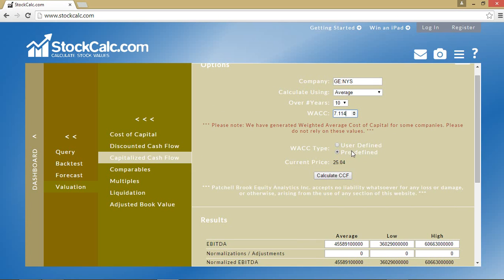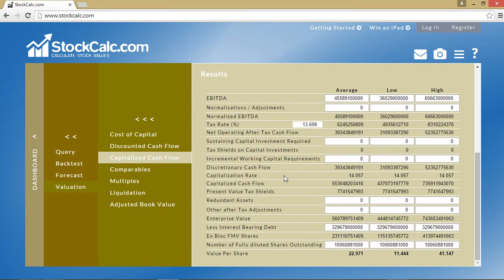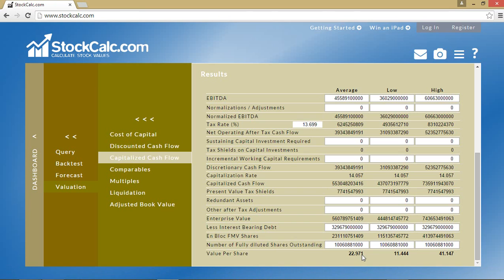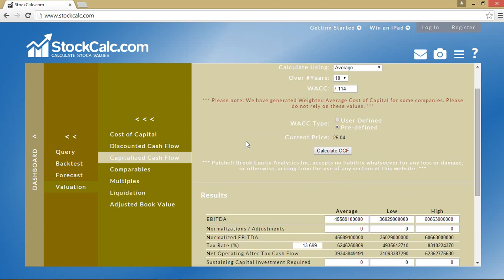Again, we can do a sensitivity analysis. If WACC dropped 1%, for example, or the cost of capital, you could see the capitalization rate would increase from 12 to 14 times, and the value per share would go up to approximately $23 with a low from $11 to a high of $41. Again, another very useful tool. This uses historic values to figure out the value per share for the company.